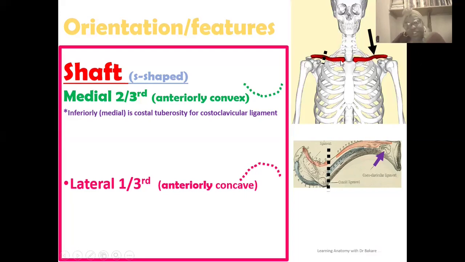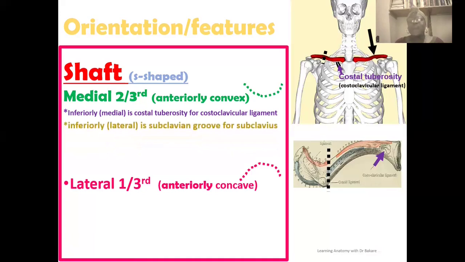So at this inferior border, which is not shown here in this image, you have the costoclavicular ligament running and finally inserted on the first rib. And this is what is highlighted here in black. So you have the costal tuberosity at the inferior border of the medial 2/3 of the clavicle, creating an insertion site or point for the costoclavicular ligament. If you also drive more laterally, still within the medial 2/3 of the clavicle, you have the subclavian groove. This is what is shown here in this image in this lower portion.